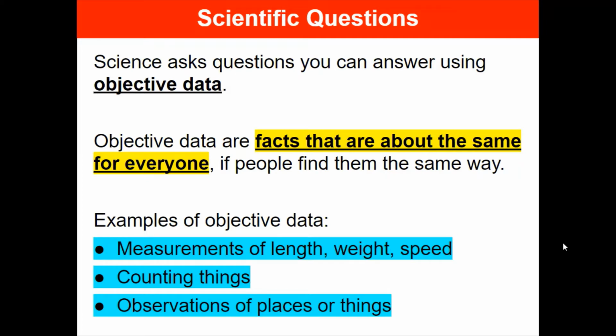So examples of objective data are measurements of length, weight, speed, any other kind of straightforward measurement like that, counting things, or observations of places or things. These are things that if multiple people do them, they're going to get the same answer. They're not really things that people argue about, not in the same way, because you may be a little bit off one way or another, but there's really a correct answer.